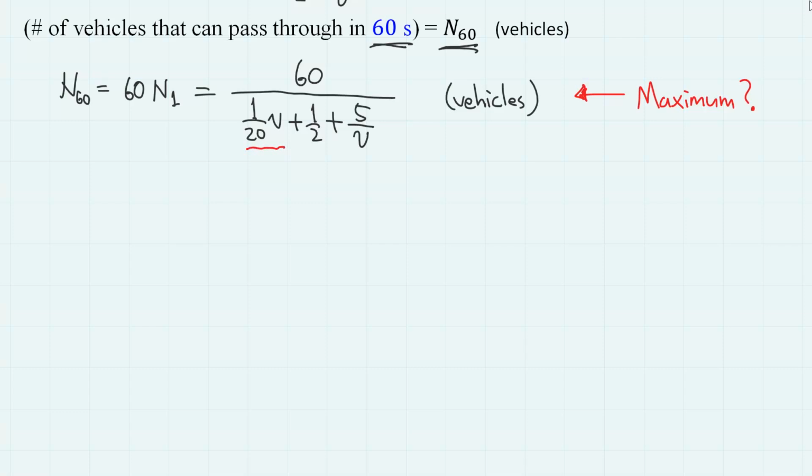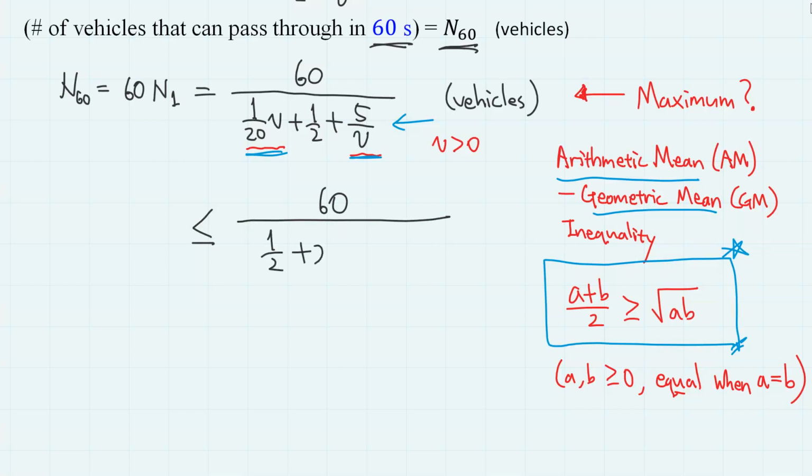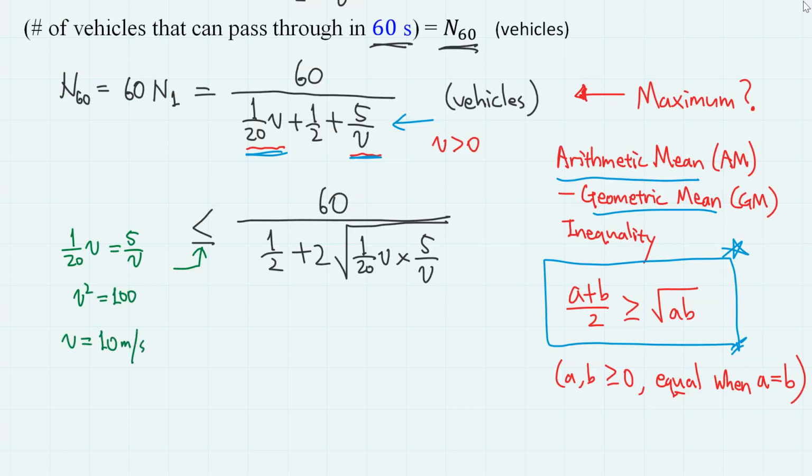Here, we have a v term and a 1 over v term, and we know that v is positive, which means that this is a perfect opportunity to apply the famous arithmetic mean geometric mean inequality, which is this. Here, the terms are in the denominator, so we have less than or equal to 60 over, first rewrite 1/2, then 2 times the square root of 1 over 20v times 5 over v, and here the equality holds when 1 over 20v equals 5 over v, so v squared equals 100, so v equals 10 meters per second.